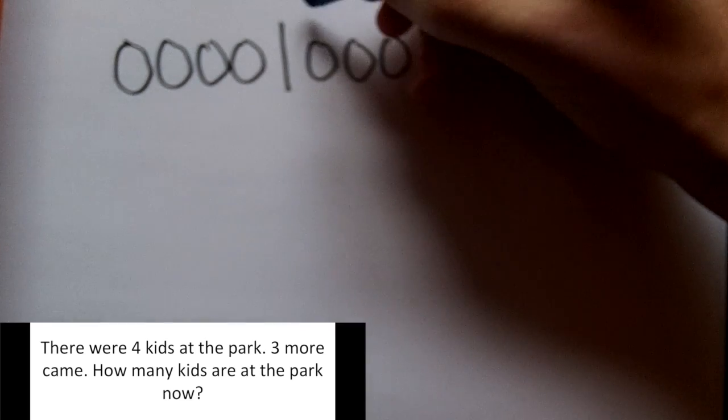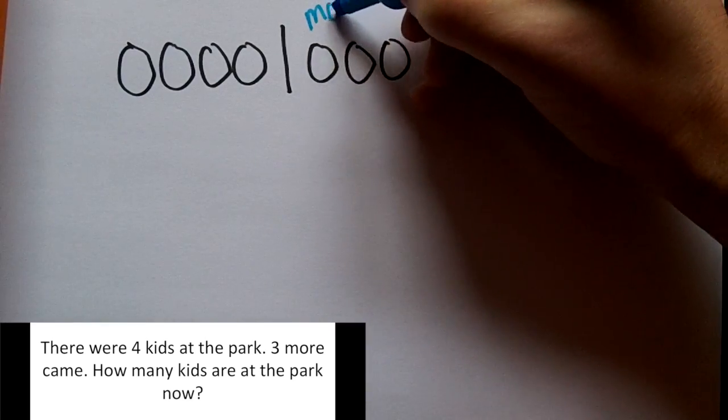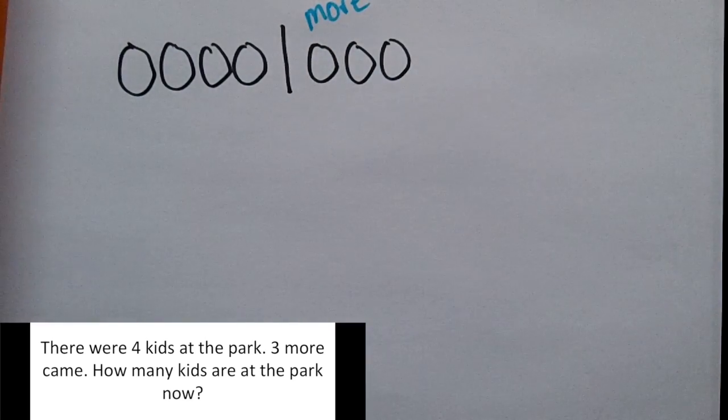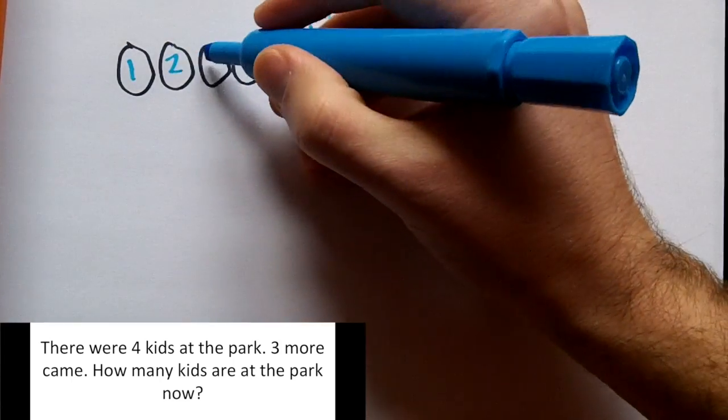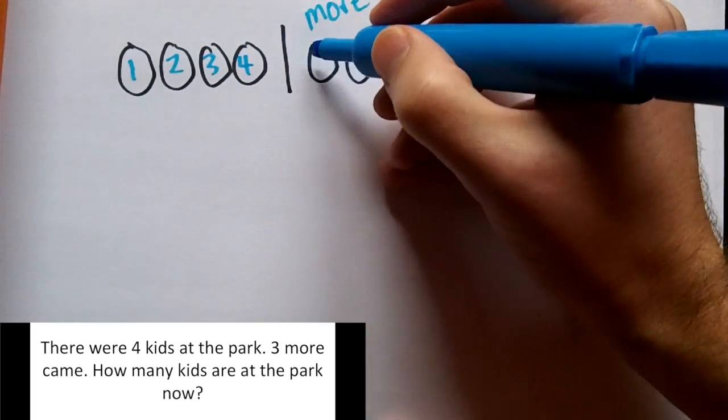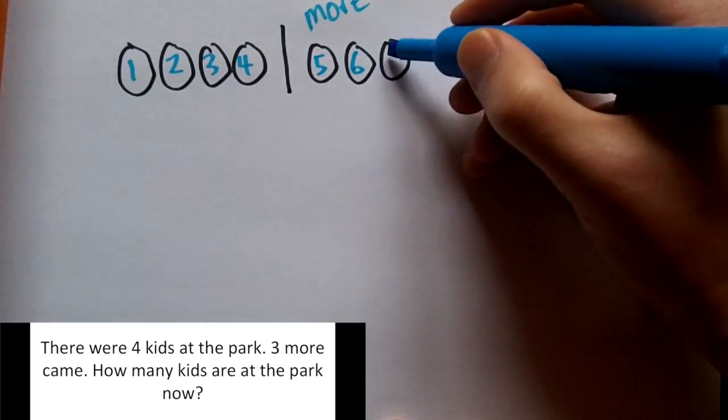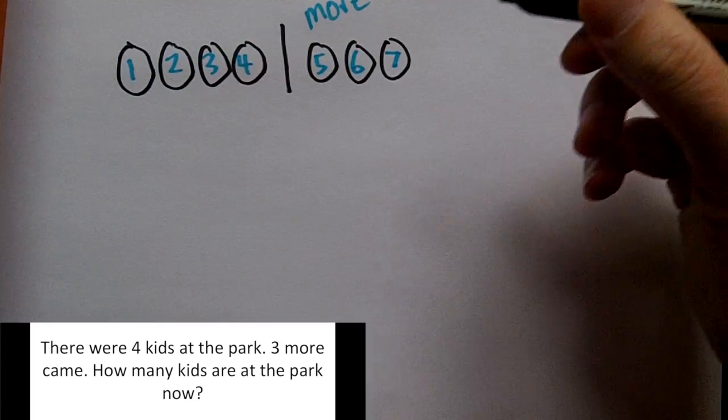Before I solve, I want to make sure that I label it so I know which part is which. Those are the 3 more kids that came. I'm also going to label with numbers to double check my work and to help me find the final answer. 7 kids are at the park now.